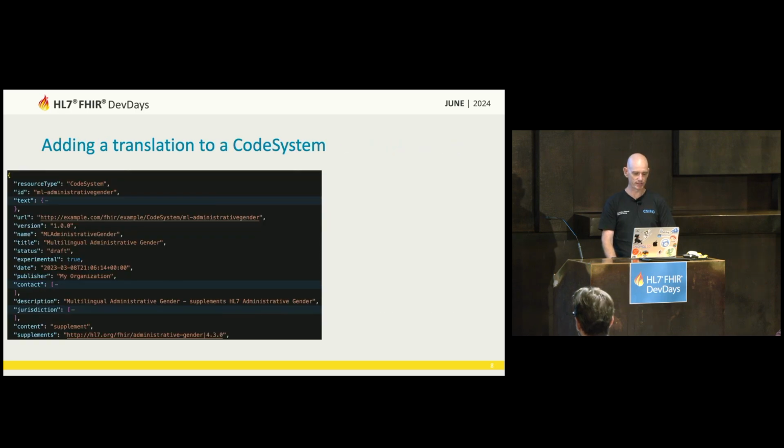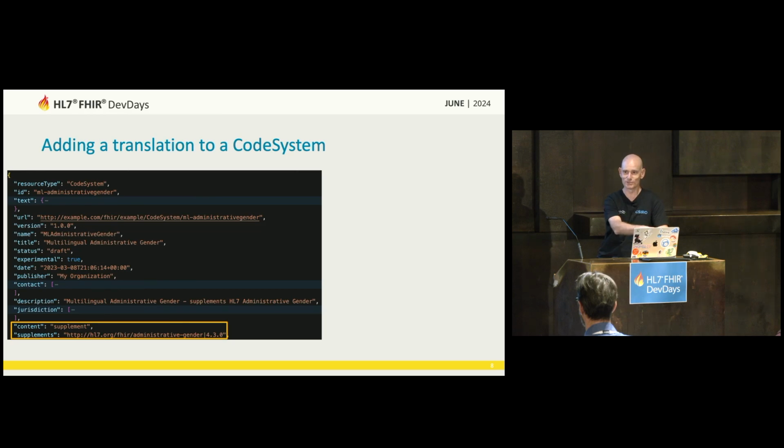So adding a translation to a code system, here's an example where you can see at the bottom here what we're declaring is just a code system resource, and we're calling it multilingual administrative gender. And at the bottom here you can see we've declared the content type for the code system to be supplement, instead of it being a regular code system. And there's an element here which is declaring the code system that this code system resource is supplementing, which is the administrative gender code system.